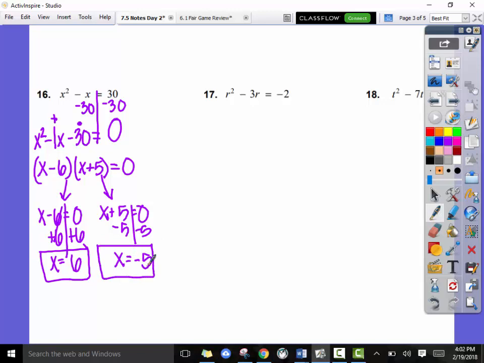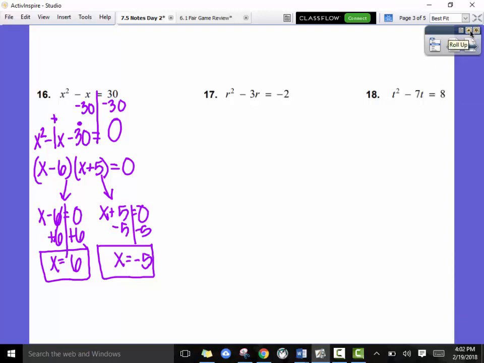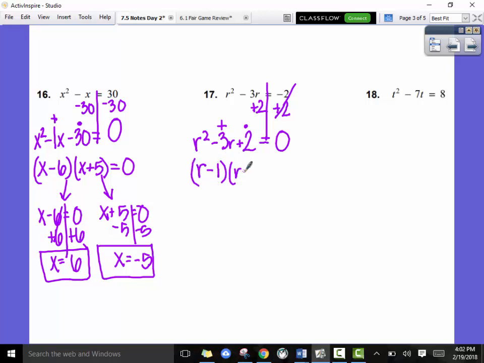So I have two solutions, 6 and negative 5. Okay, next one. I don't have equals 0, so I need to get this -2 to become a 0 by adding 2. So I have a 0 over here, and now I have r squared minus 3r plus 2 equals 0. So I'm thinking two numbers that multiply to be positive 2, but add to be -3. That would be r minus 1 times r minus 2.